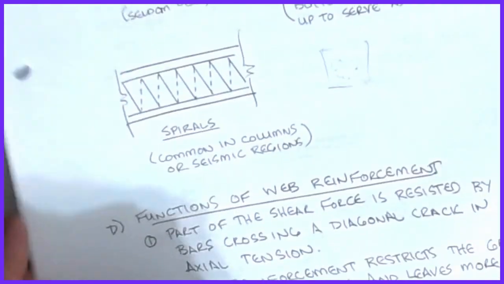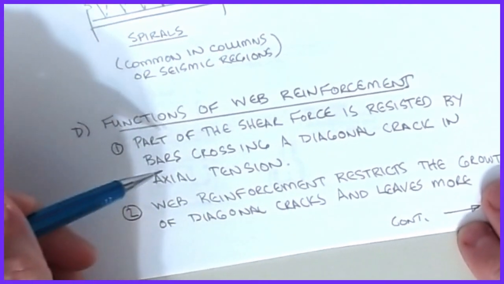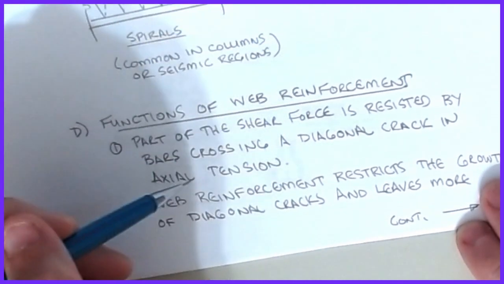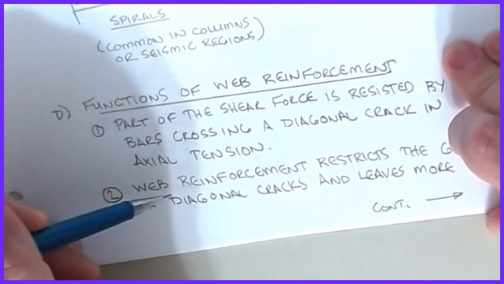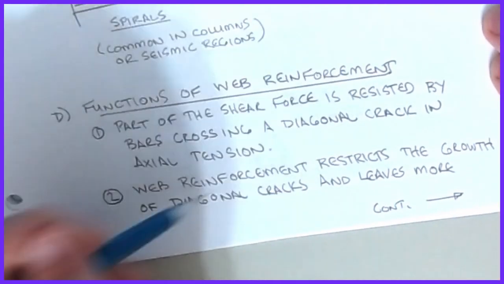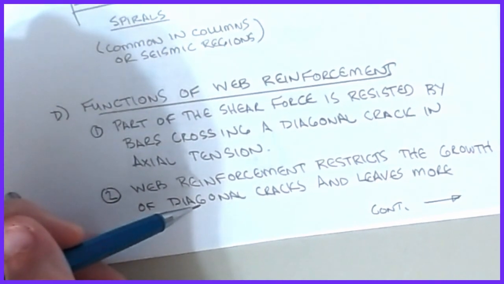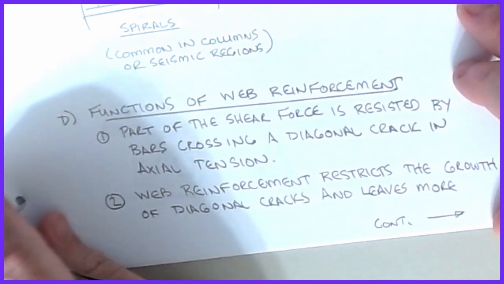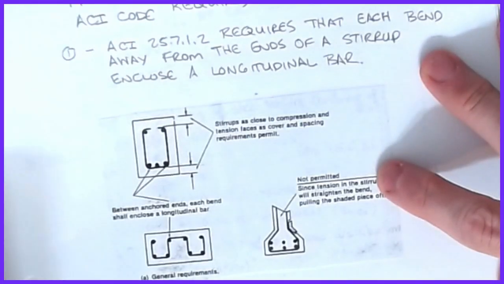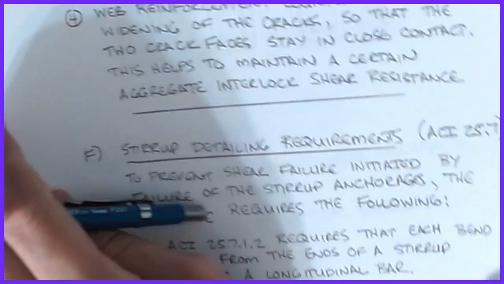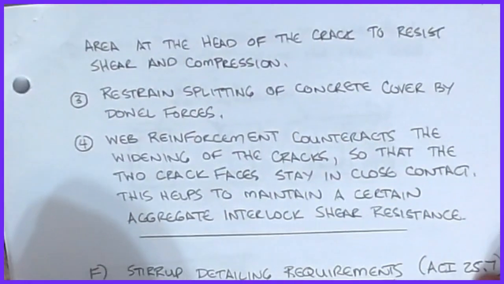Okay, the next topic is the functions of the web reinforcement. Part of the shear force is resisted by bars crossing a diagonal crack in axial tension. That's the purpose of it. Basically what the web reinforcement does is, once the crack forms, the web reinforcement is activated, and it will keep that crack from growing too wide. It keeps the crack small. So it restricts the growth of diagonal cracks and leaves more area at the head of the crack to resist our shear and compression forces.